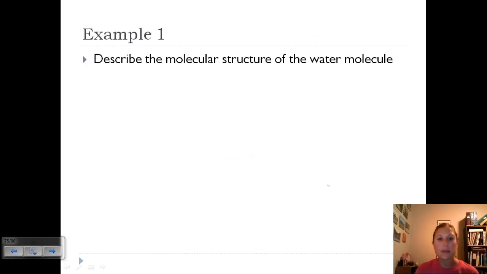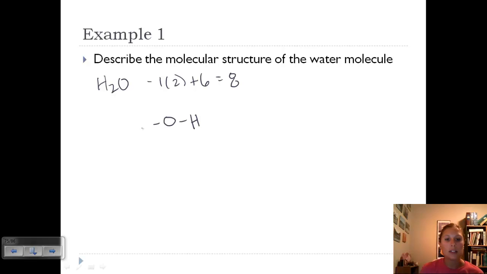Okay, so let's look at an example. It says determine the molecular structure of water. We know that water is H2O. Each hydrogen donates 1 valence electron. Oxygen donates 6, so that's 8. So we have our oxygen as our central atom. Hydrogen, hydrogen, so that's 2, 4. Hydrogen's already stable. It can only have 2, so we know we need 2 lone pairs.